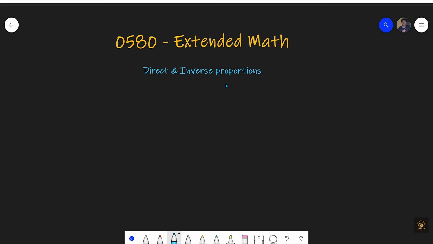Let's do it a bit different. First we will start with the equations before saying what direct and inverse proportion is. So direct proportion means we will be using the equation y equals kx. Then if we are using inverse proportion, we will be using y equals k by x.